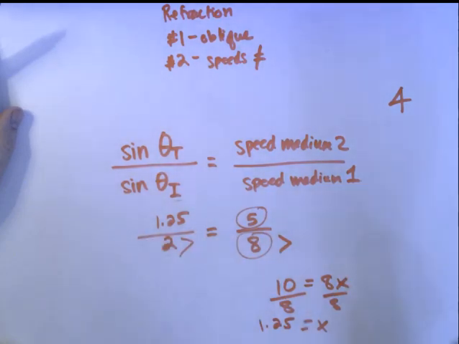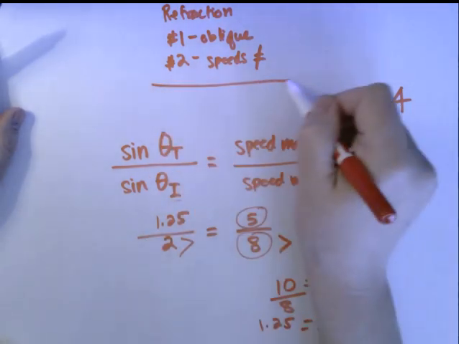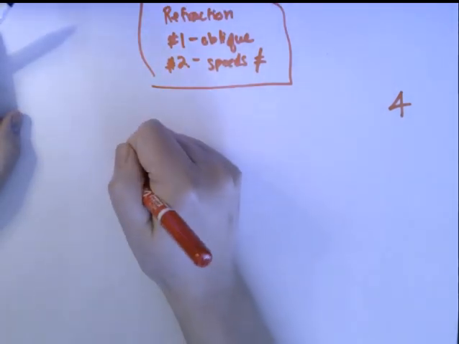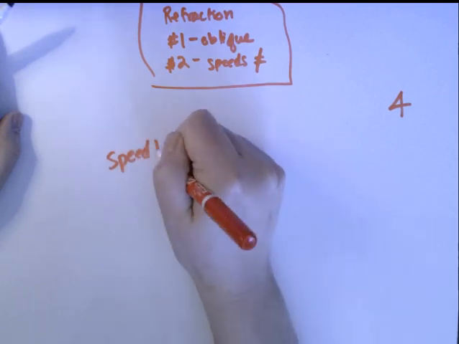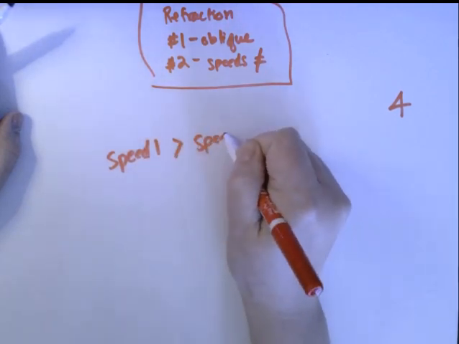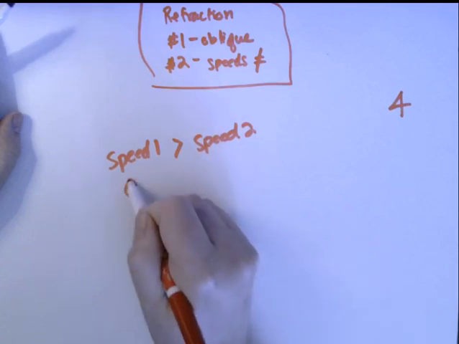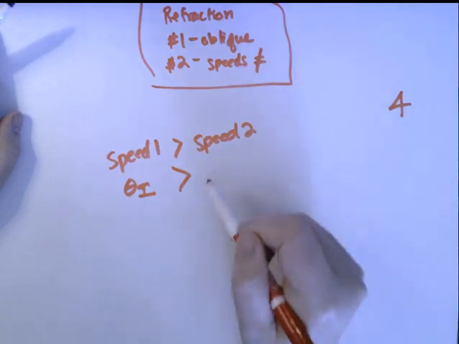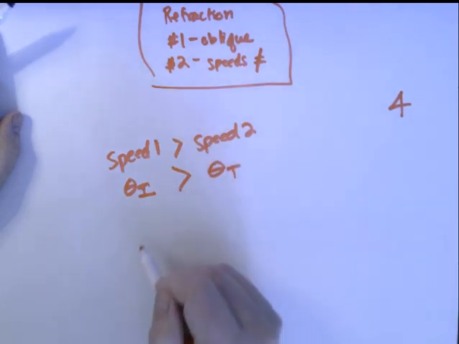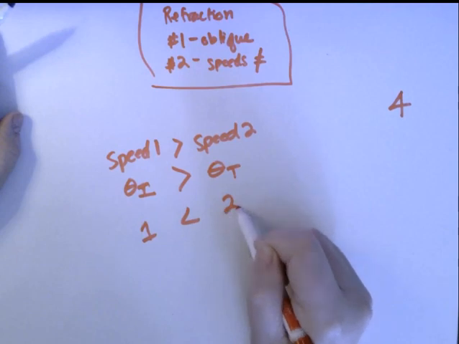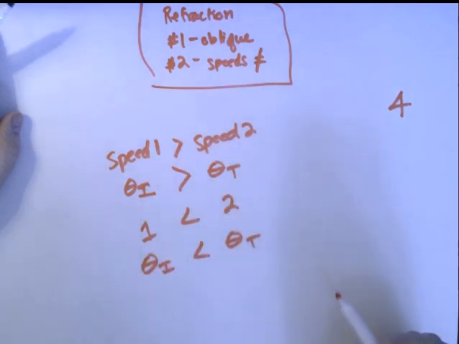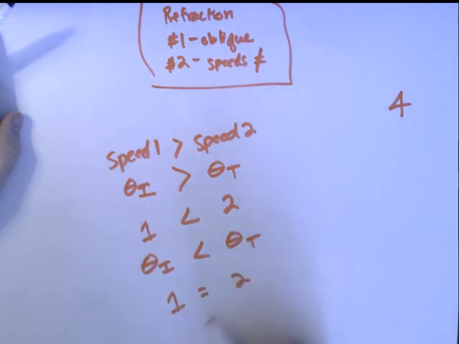But honestly, I think knowing the rules is step number 1. And then remembering that the alligator always wants to eat the bigger angle and the bigger speed. So if speed 1 is greater than speed 2, then the angle of incidence will be greater than the angle of transmission. If speed 1 is less than speed 2, then the angle of incidence is going to be less than the angle of transmission. And if they equal one another, then the angles are also equal.